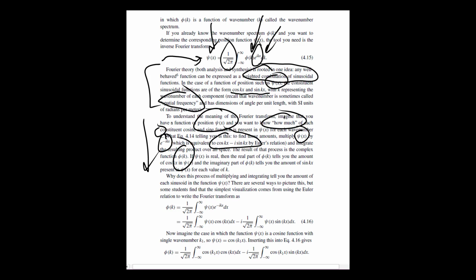Now understand, since we're multiplying by cos(kx) minus i sin(kx), the results of this process could well be complex. But here's the way I think of it. If ψ(x) is real, then the real part of the wave number spectrum, φ(k), tells you the amount of cos(kx) for each k that is present in ψ(x), and the imaginary part of φ(k) tells you the amount of sin(kx) for each k that is present.